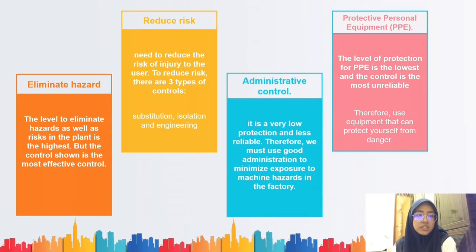Administrative control is a very low protection and less reliable. Therefore, we must use good administration to minimize exposure to machine hazard in the factory. And the last one is personal protective equipment, PPE. The level of protection for PPE is the lowest and the control is the most unreliable. So therefore, use equipment that can protect yourself from danger.